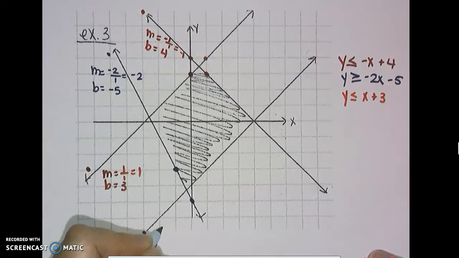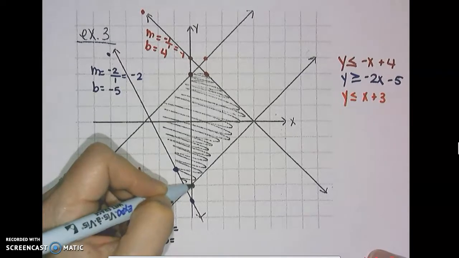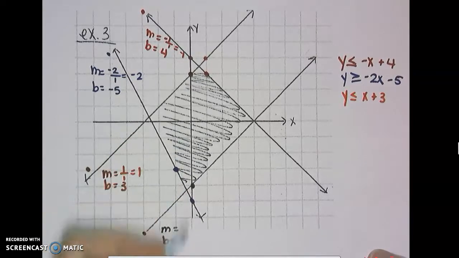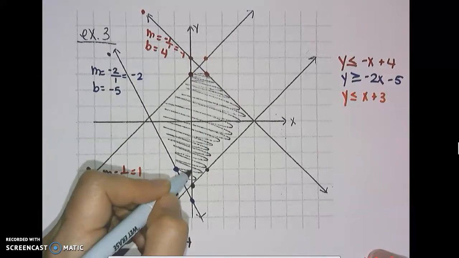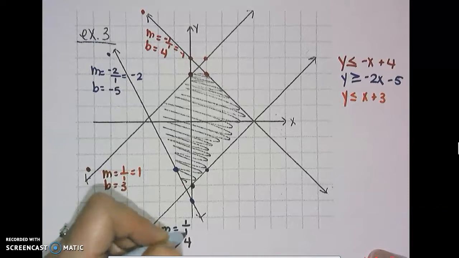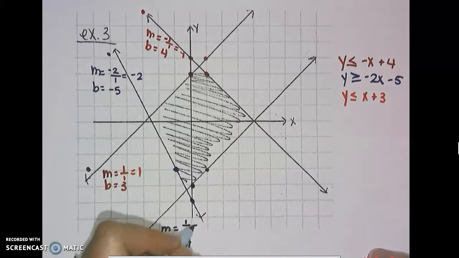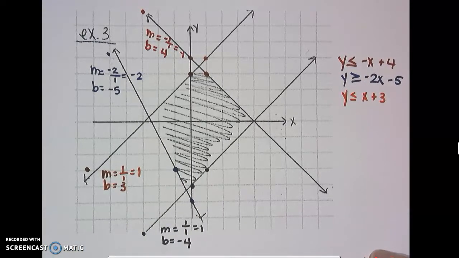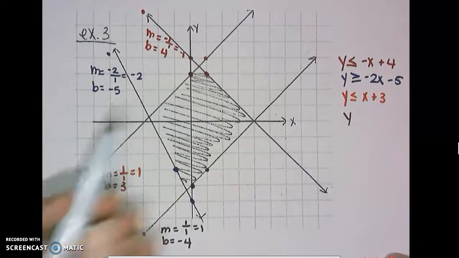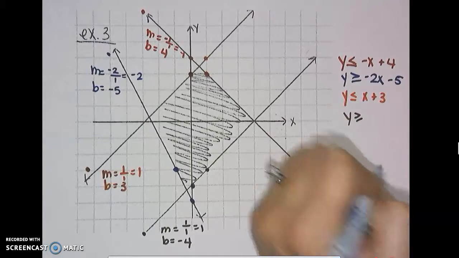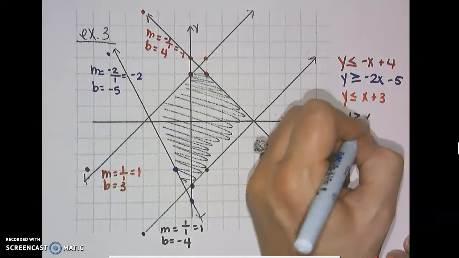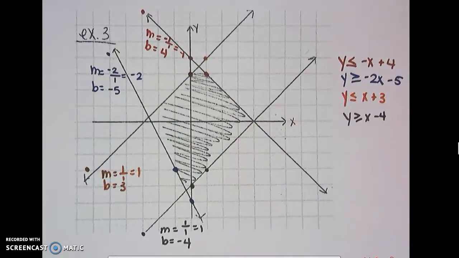We need to know what m and b are. For this one, it crosses the y-axis here at negative 4. The next nice point is going to be there, so we go up 1 and over 1. So 1 over 1, which simplifies to 1. The shading for this one is happening above. It's a solid line, so y is greater than or equal to x minus 4.